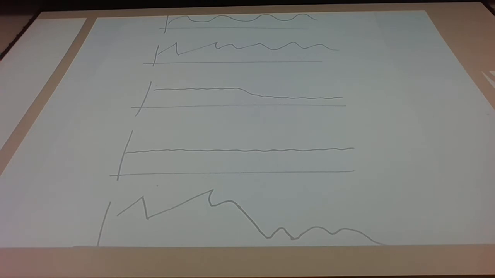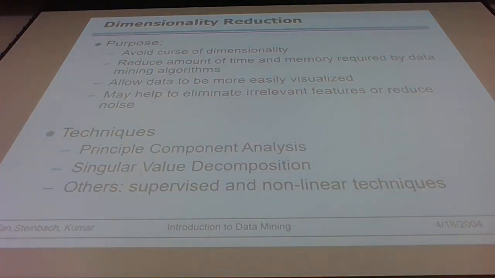This technique, or this intuition, is behind principal component analysis. Right? PCA, principal component analysis, is a very, very common technique used in signal processing for dimensional reduction. That is the first technique mentioned here. This is the basic idea behind principal component analysis.